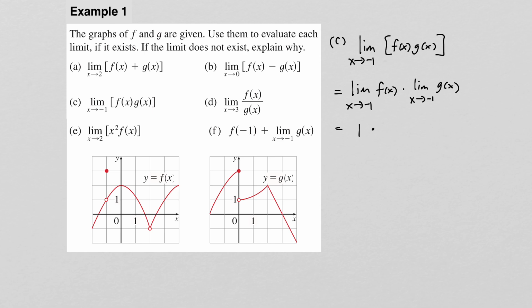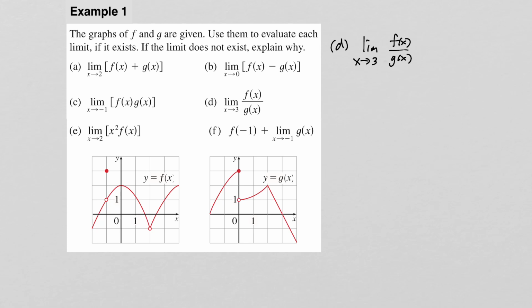And we're going to multiply that by the limit of g of x as x approaches -1. And again, -1 is here. As x approaches -1, the values of g of x are approaching this number here, which is y equals 2. So both limits exist, and now we just multiply those results together. 1 times 2 is 2.